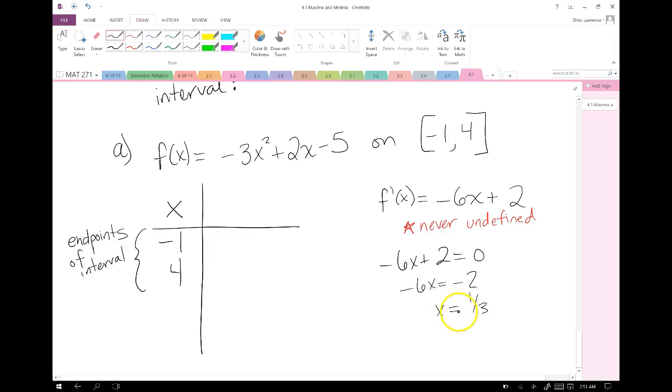Now you should check and make sure that that number is actually in the interval that you're working with. If it's not, just throw it out. If we got back x equals 12, we would just throw it out because all we're concerned with is what's going on between negative 1 and 4. X equals 1/3 is between negative 1 and 4. So we do need to check and see what's going on at 1/3. That is a critical value.